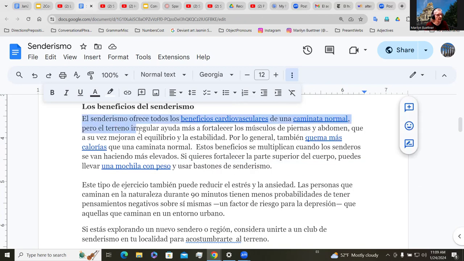Los beneficios del senderismo. Y aquí tenemos bueno, sí, una frase larga y otra frase más corta, ¿sí? Un voluntario para leer aquí. Alguien que puede leer. Okay. Sí, Pat, let's get you since you came in a little bit late.